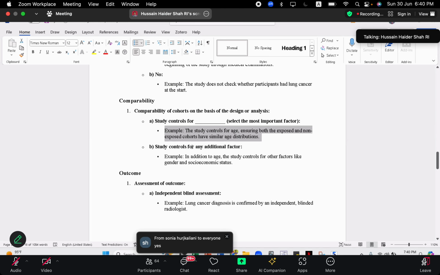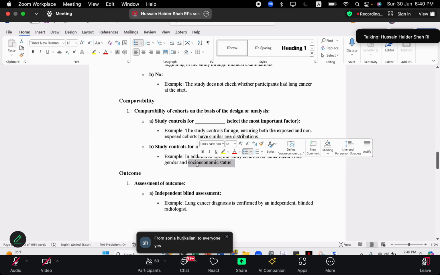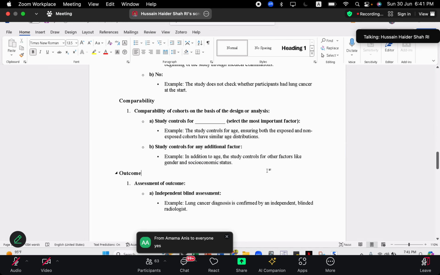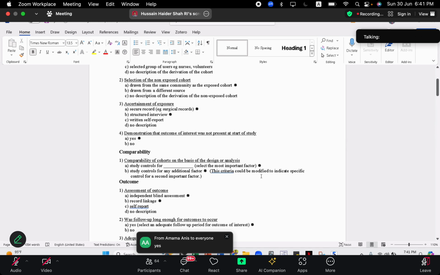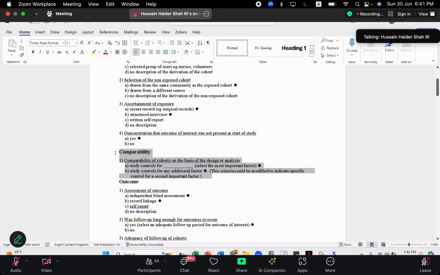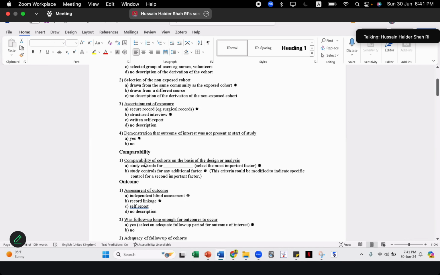Yes. Okay, brilliant. And if the study has controlled for any additional factors, such as, besides age, gender or socioeconomic status, shall I give it a star? Yes. Again, both these questions can get, this heading can get 2 stars. So if in the methodology section the comparability is ensured, this will get 2 stars.